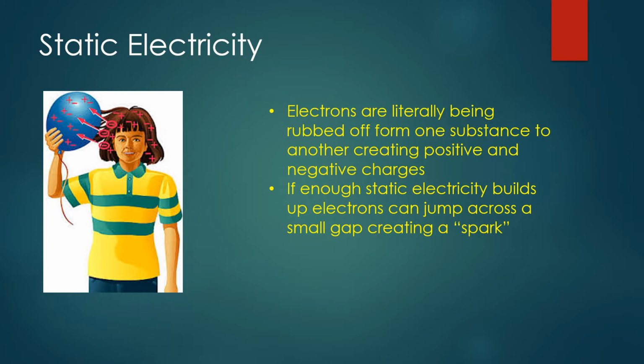Think of the example shown in this picture. If you've ever taken a balloon and rubbed it in your hair and then pulled that balloon away from your hair, you see your hair follow the balloon. The reason is that while you're rubbing that balloon on your hair, you are rubbing off electrons from your head to the balloon. This causes the balloon to be negatively charged and your hair to be positively charged. And we know that opposites attract. Positive and negative are opposites, so they're attracted to one another, and that is why your hair follows the balloon.